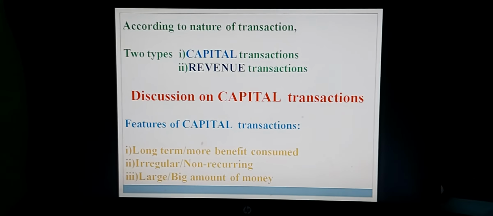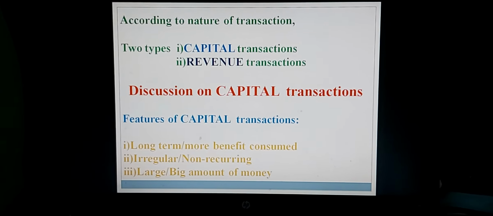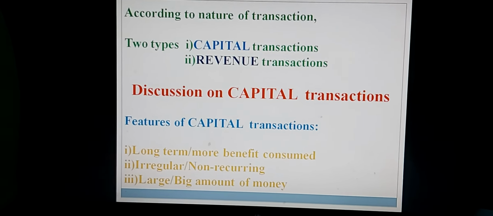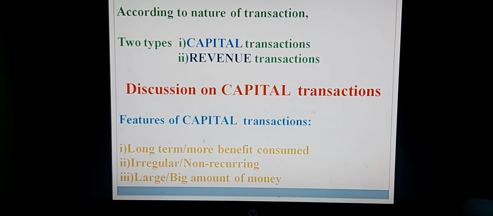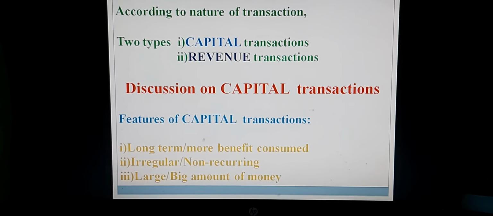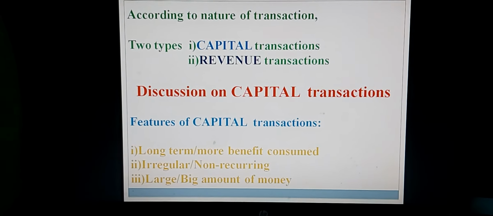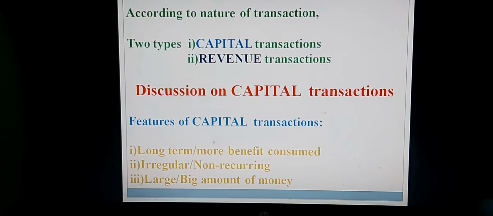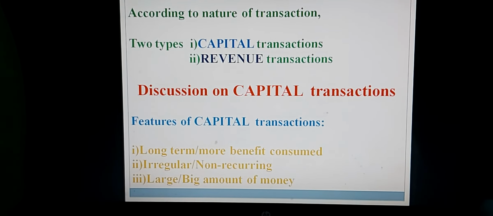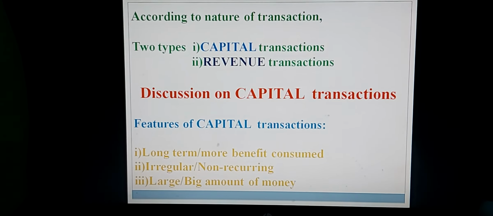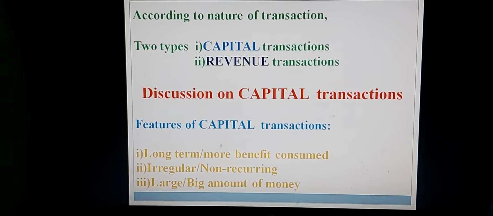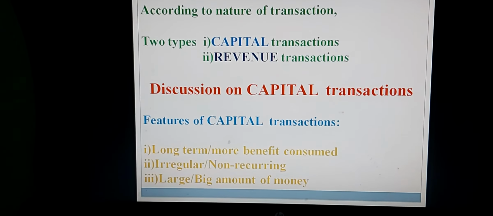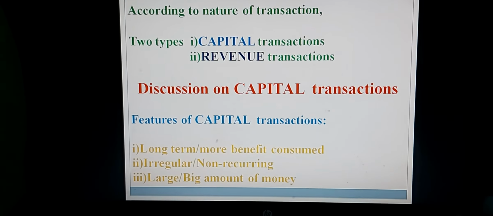I repeat again from the first one. According to nature, how many types of transactions? Two types of transactions according to nature. Number one, capital transactions. Second one, revenue transactions. Again, three types of capital transactions. Number one, capital receipt. Second one, capital income. Third one, capital expenditure. Again, three types of revenue transactions: revenue receipt or revenue income, revenue expenditure or revenue payments. Third one, deferred revenue expenditure.